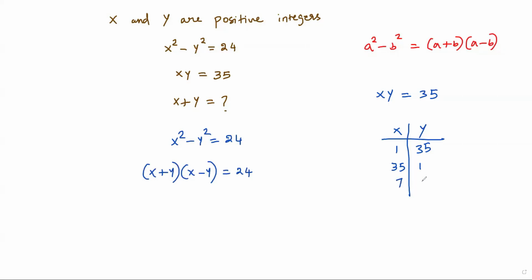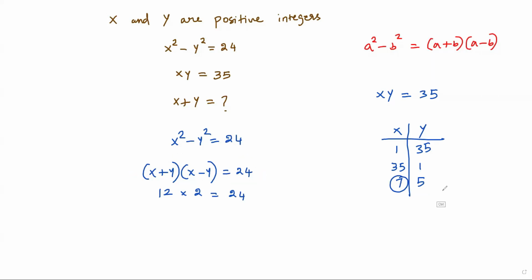So I think we can consider 7, 5. 7 times 5 is 35. Both 7 and 5 are positive integers. If I plug in x equal to 7 and y equal to 5, I'm getting 7 plus 5 is 12, and 7 minus 5 is 2. So 12 times 2 is 24. So the value 7 for x and the value 5 for y satisfies this equation.